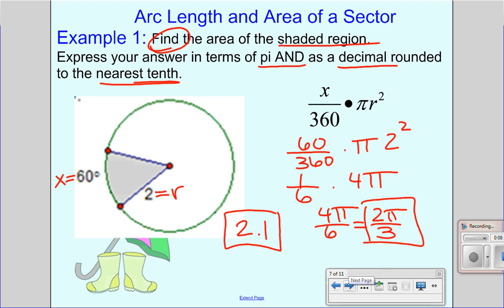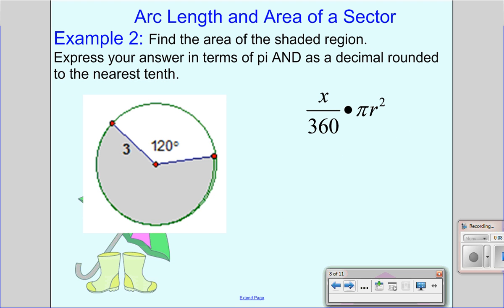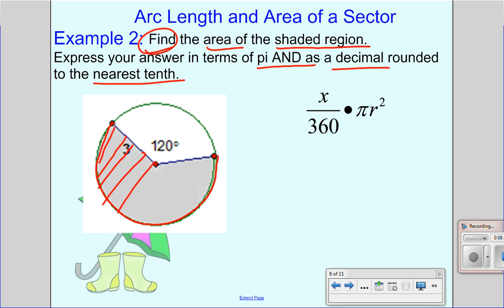For our next example, we're doing the same thing. We're still trying to find the area of the shaded region, and we're still solving in pi and in decimal form to the nearest tenth. Now this time the shaded region is covering the big major arc there, that space.